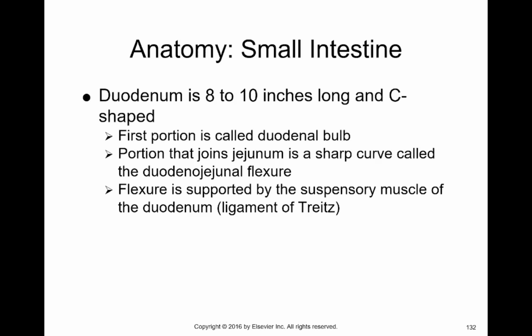So where we see the duodenal bulb really well, unfortunately, is in a case of duodenal atresia. Then you can see an air-filled stomach, and then you can see a second structure that's air-filled, and that will be the duodenal bulb. And with that, what we get is what we refer to as a double bubble sign. So the portion that joins the jejunum, I'm going to let you stumble through that, and then the flexure is supported by a suspensory ligament, and that is what we call the ligament of Treitz.